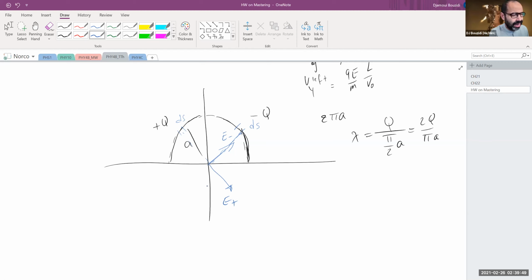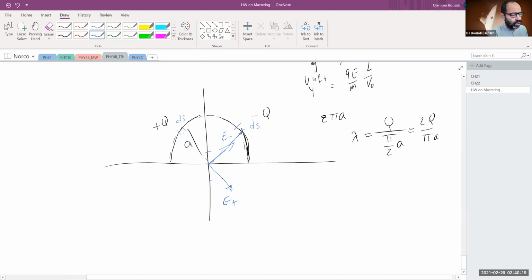By symmetry, you can clearly see that the y component cancels. There is no y component, so the electric field must be along the x-axis, in the positive direction of the x-axis. Correct? So that answers the second question, because it asks you for the direction of the electric field. Yes? So it's only a matter of finding the value now.